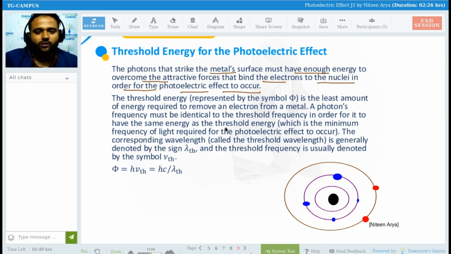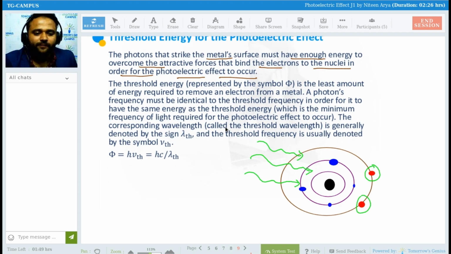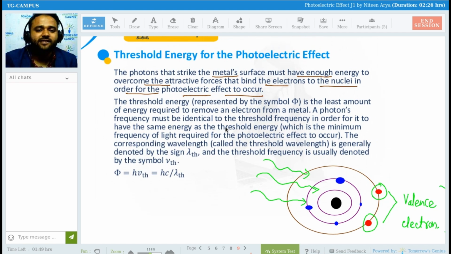So obviously whenever any particular light source is going to hit, in this way, if that light source doesn't have that threshold energy, then these outer shell or valence electrons are not going to become free, and they are not going to eject. If they are not going to eject, then the necessary condition for the photoelectric effect is not going to be fulfilled, and we cannot see any kind of effect. Is this clear, everyone?